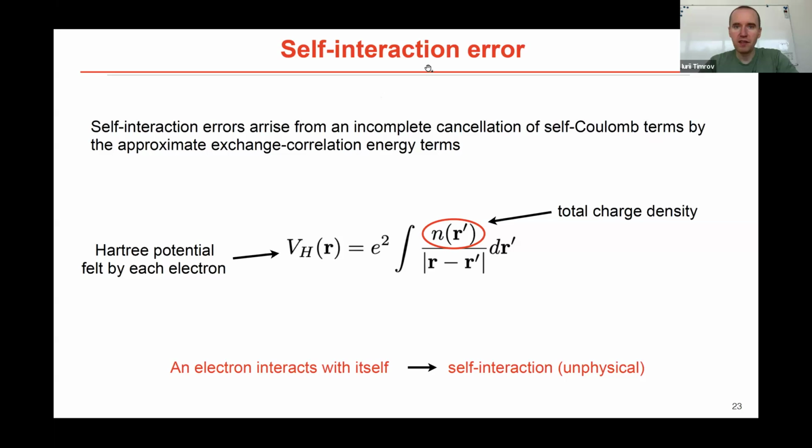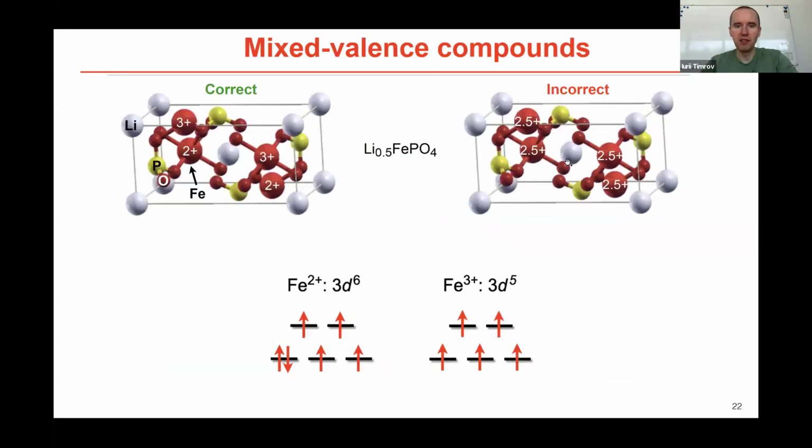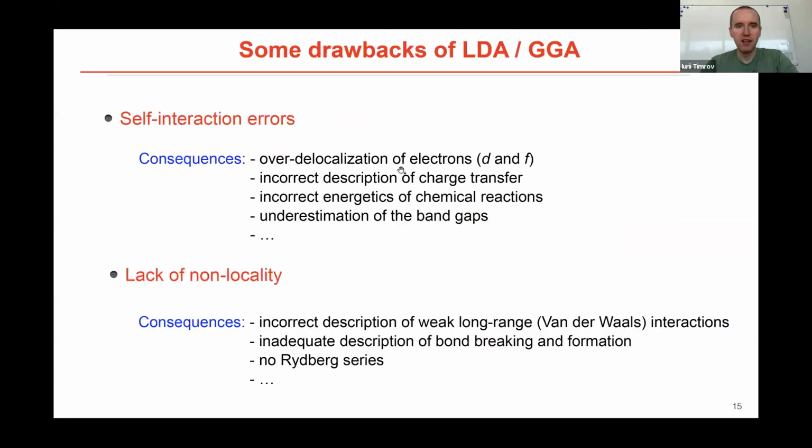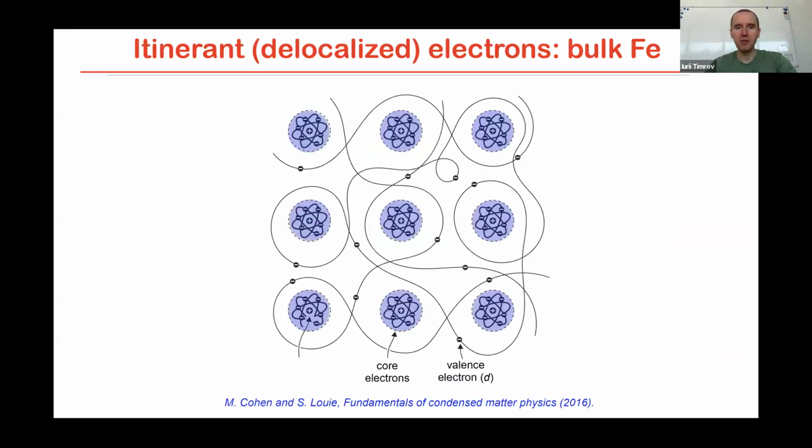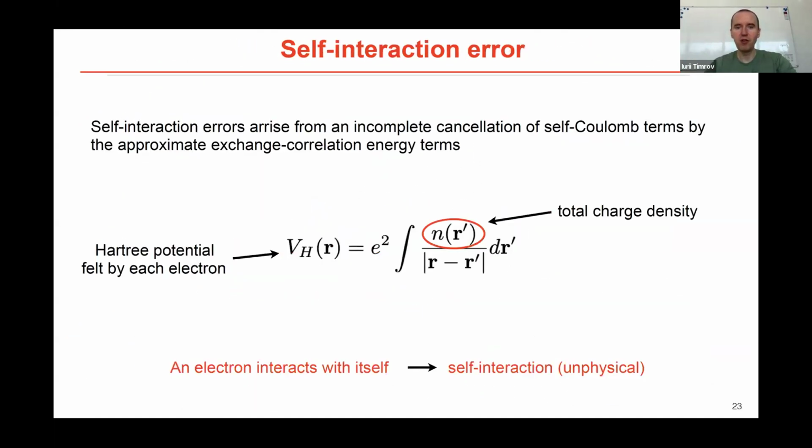And as a consequence of self-interaction, there are many, many bad consequences, such as shown here. There is over-delocalization of electrons, incorrect description of charge transfer, incorrect energetics of chemical reactions, underestimation of the band gap, and the list goes on and on. So it seems like a little problem, but as a consequence we have many problems. If we had the exact functional, there would be no problem. Life would be beautiful. But since we approximate it, we have many unpleasant problems that we need to deal with.